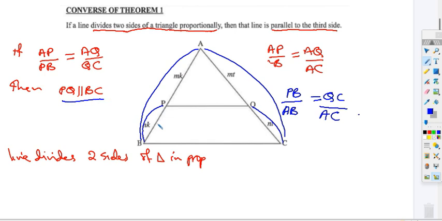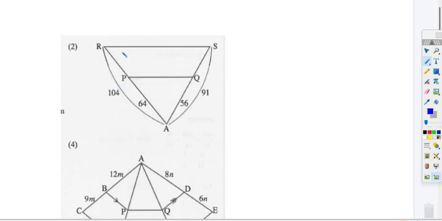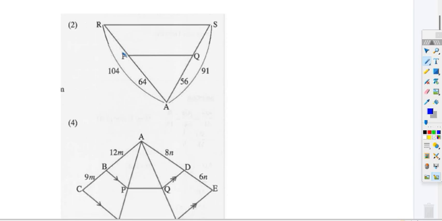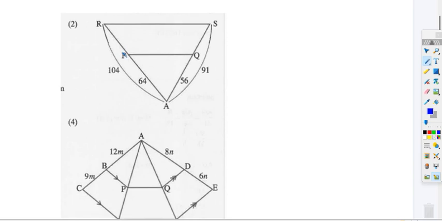Now let's look at questions, how we can use this proportionality theorem, the converse of the proportionality theorem, to prove that sides are parallel. In this case, we are required to prove that RS is parallel to PQ. That is in both of these questions.